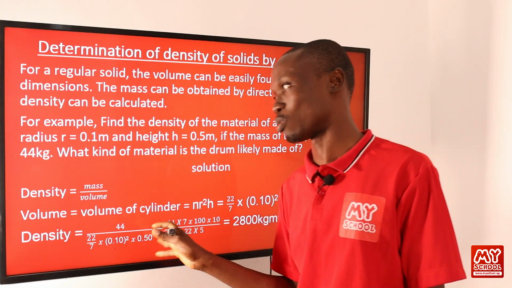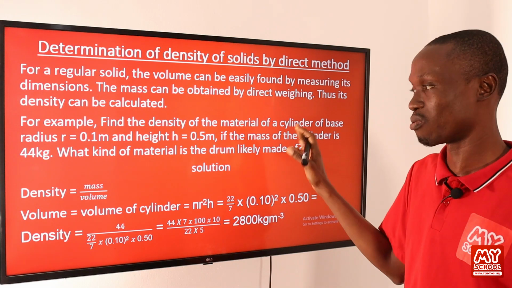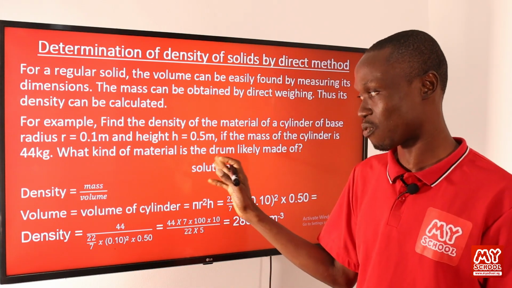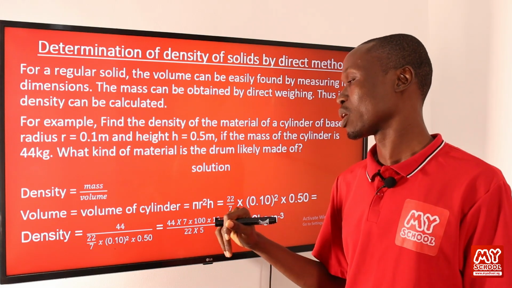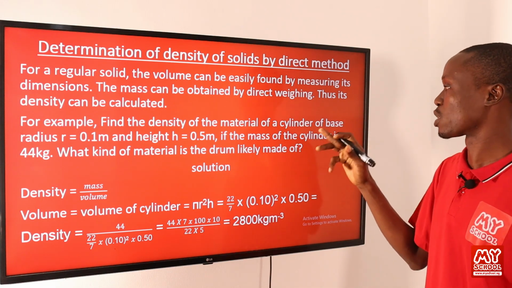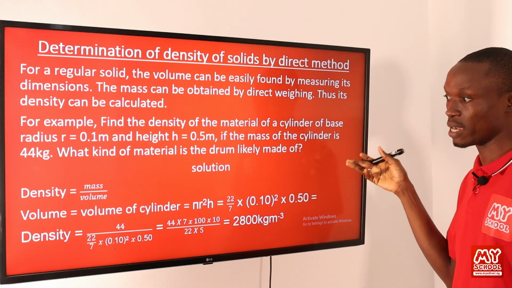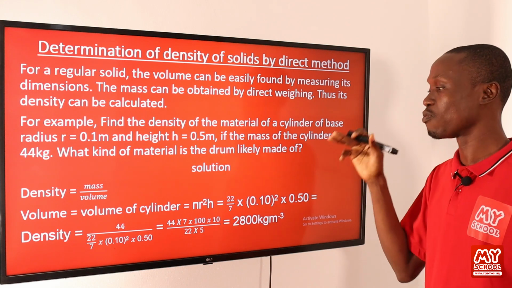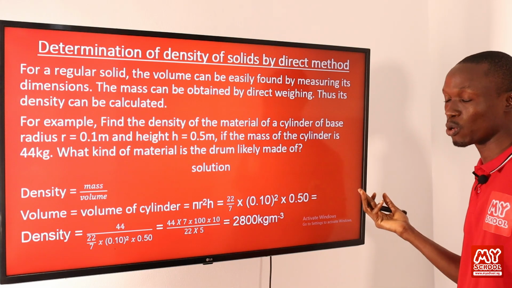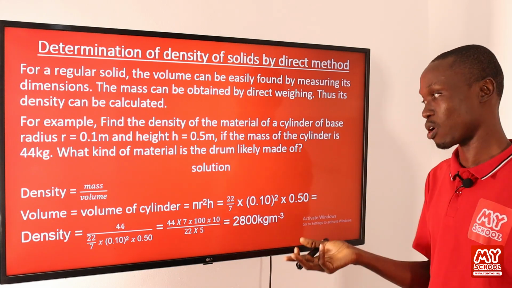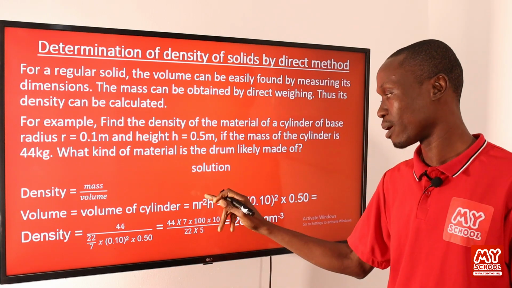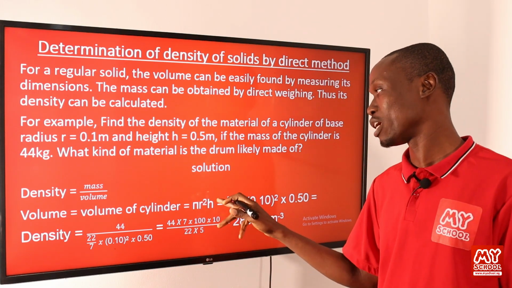So here is the solution. I just did this on the screen because it's quite easy. Density is equal to mass over volume. Of course, that's our formula for calculating density. But the material here is in the form of a cylinder, and we know that the volume of a cylinder is the base area times the height. The base of a cylinder is circular, so the volume of a cylinder is equal to pi r squared h.